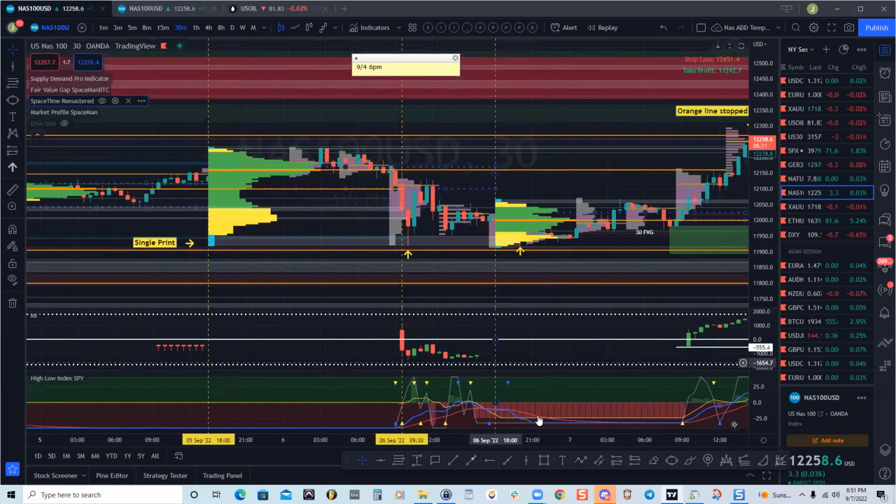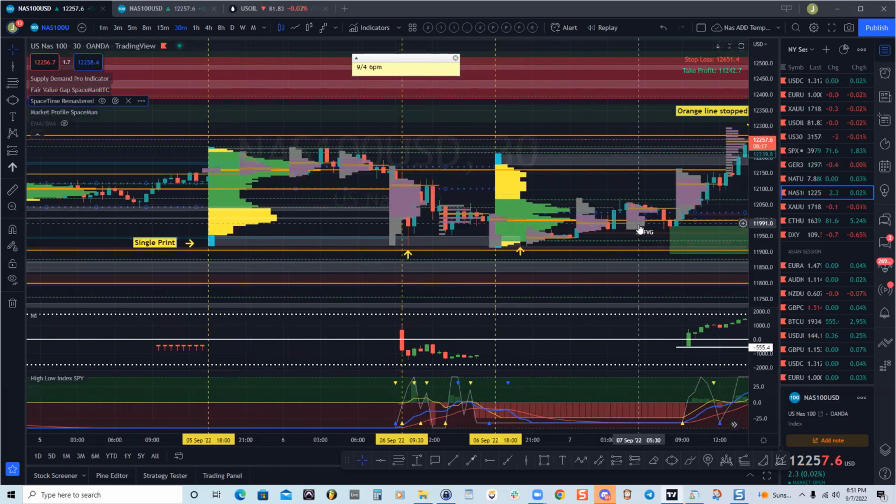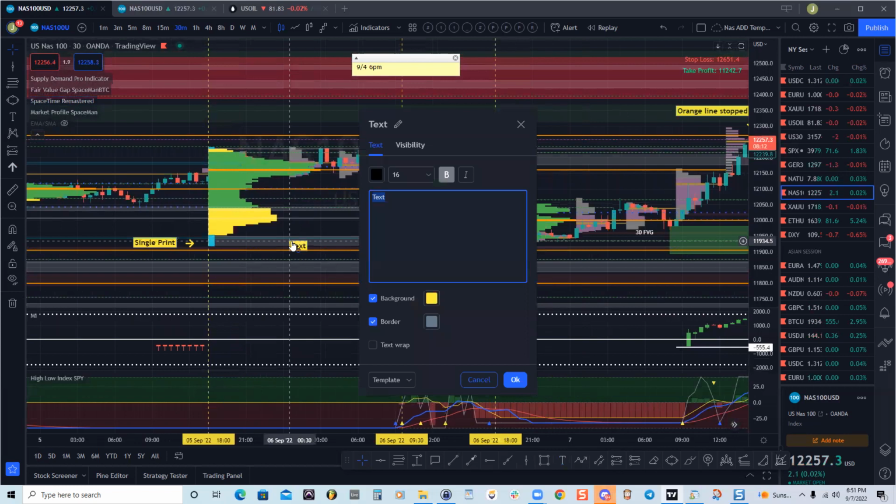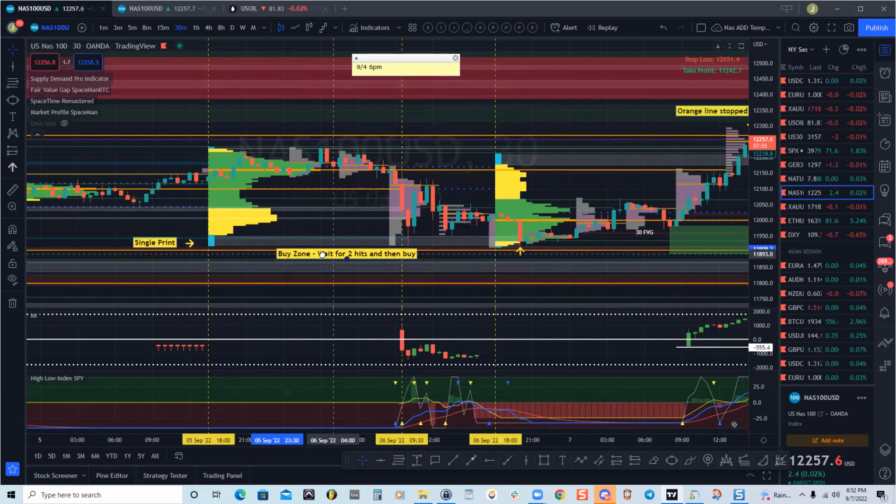This is a buy zone here. So what happened down the road? It bumped up. It reversed, right? We can clearly see that. This is a buy zone, right? Wait for two hits and then buy. Does that make sense?